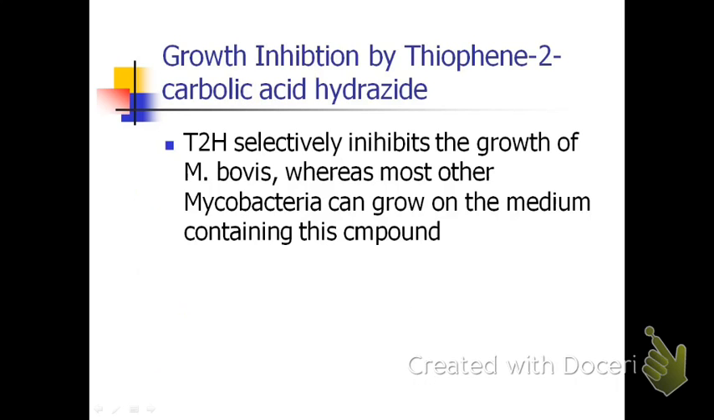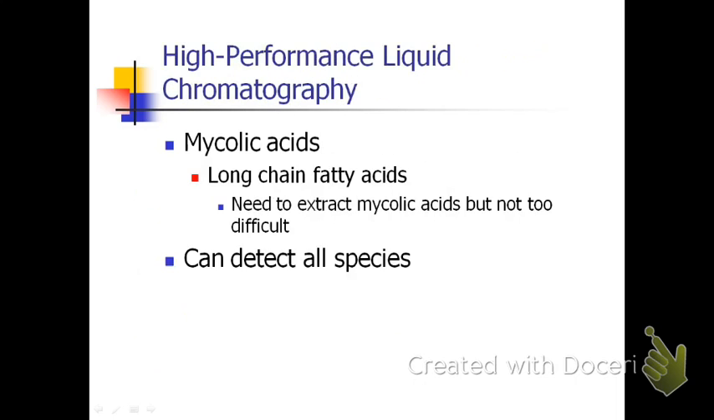Okay, so the TCH, or the thiophene carboxylic acid hydrazide, I did mention this a while ago. It inhibits the growth of M. bovis, but other Mycobacterium can grow in the presence of the TCH. You can also do HPLC. HPLC is used for the isolation of a particular compound, such as the mycolic acid. Mycolic acid is a common denominator for all species of Mycobacterium. But you need to extract it, and it's kind of difficult for you to extract mycolic acid.